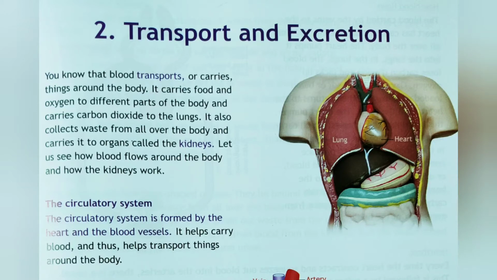So children, you can take a pencil and underline 3 important things blood carries in our body. Number 1 is food and oxygen. Number 2, it is carbon dioxide. And 3 is waste from all over the body to the kidney. So moving on to the circulatory system, you can underline the first line: circulatory system is formed by the heart and the blood vessels. So it helps carry blood and transport various things around the body.